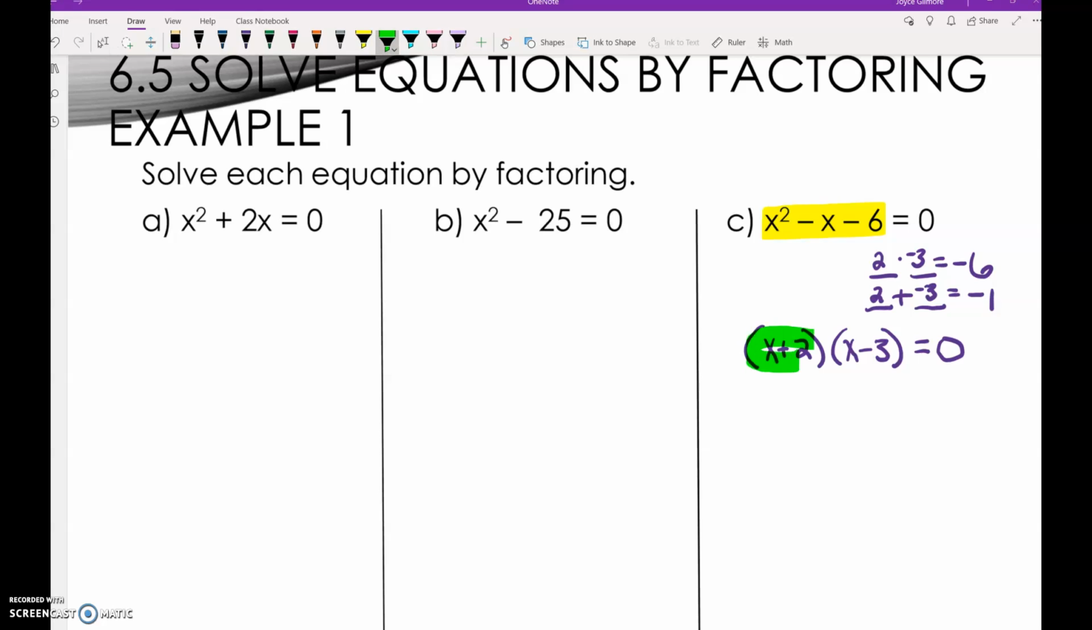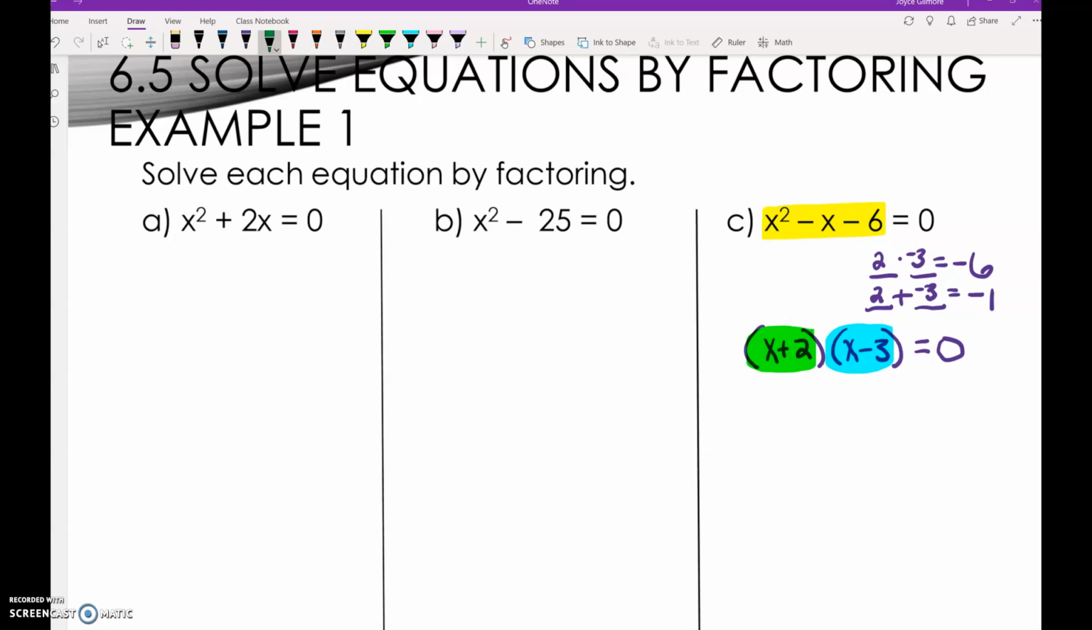Okay, I have the green parentheses and the blue parentheses. I'm going to multiply the green and the blue together and get an answer of 0. When you multiply two things together and you get 0 as an answer, what has to be true about one of those things? One of them has to be 0.